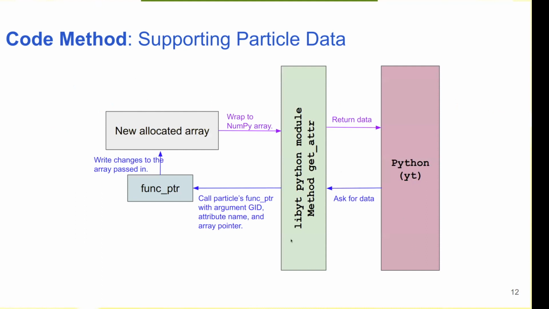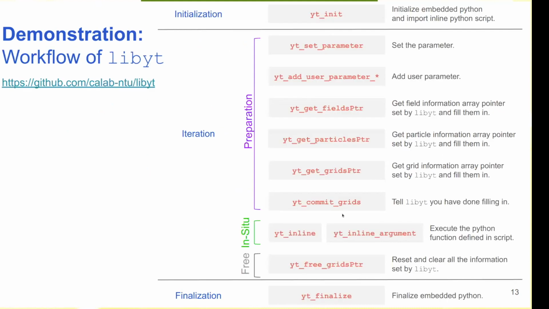Yeah, this is the same procedure as in derived field. And this is the final form of libyt, which requires us to prepare the data to connect simulation data to Python and call in-situ analysis, which is to run the Python function already defined in the script and then free them when we are done, and use libyt to analyze them.